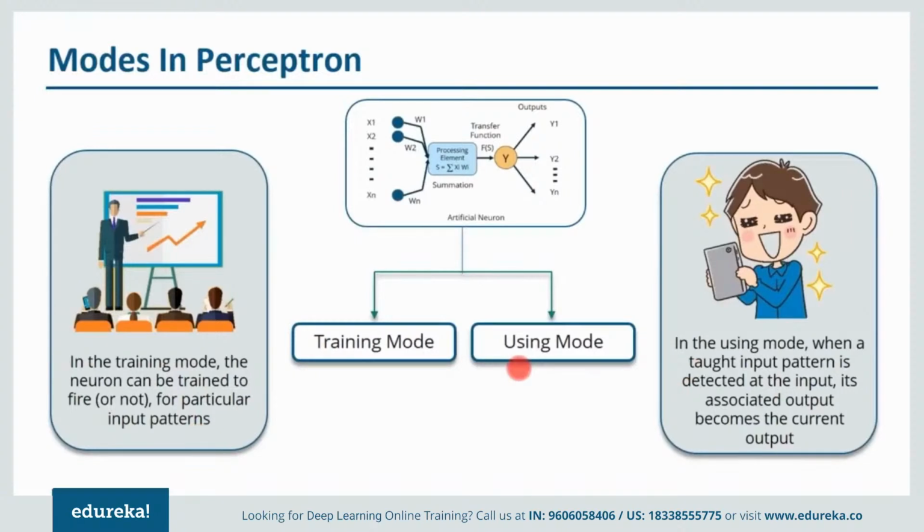When I talk about using mode, it means that when a taught input pattern is detected at the input, its associated output becomes the current output. Once the training is done and we provide an input on which the neuron has been trained, it will detect the input and provide the associated output. So that's what using mode is. First you need to train it, and only then can you use your perceptron or your network. So these were the 2 modes, guys.